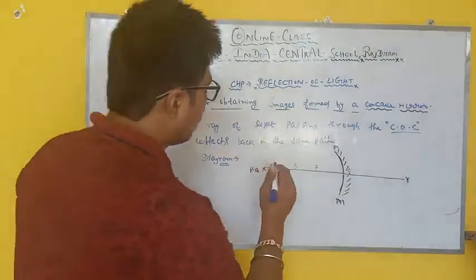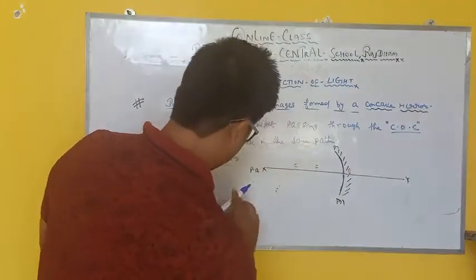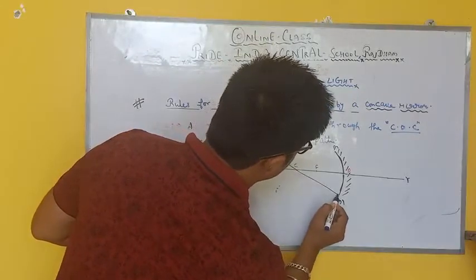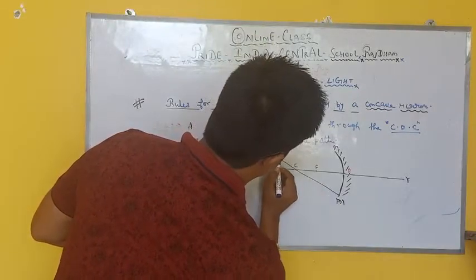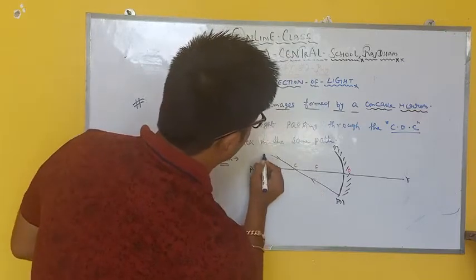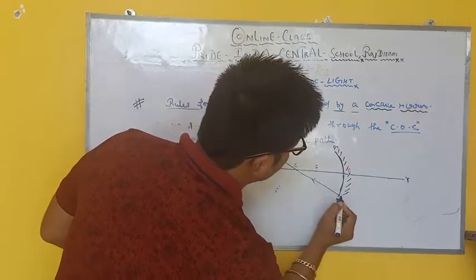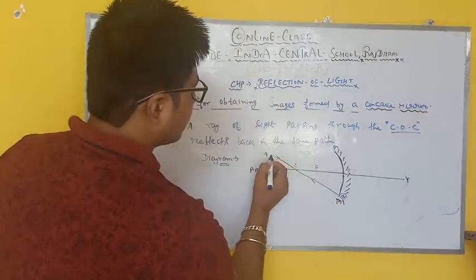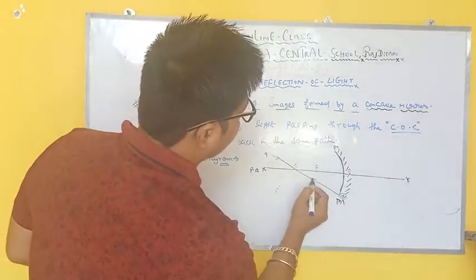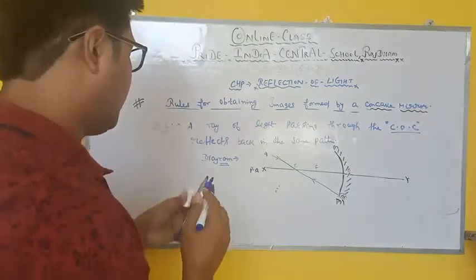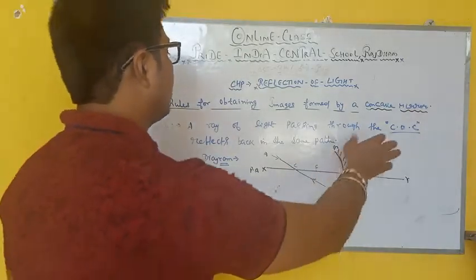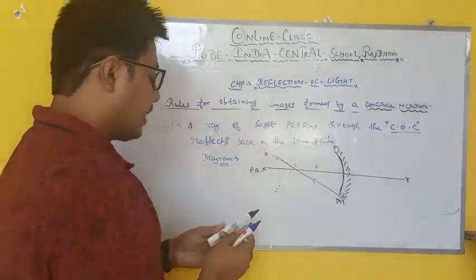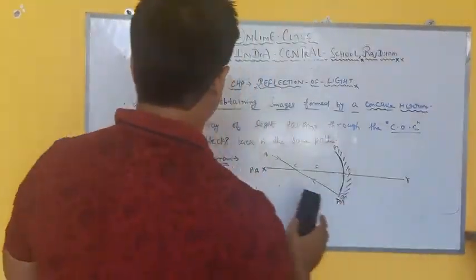So if a ray of light is passing through this, it will go through this and come back in the same direction. This is A, this point is A dash. So this is rule number 2. A ray of light passing through the center of curvature, COC, reflects back in the same path. So next we will move on to rule number 3.